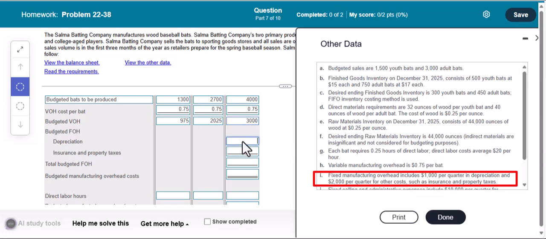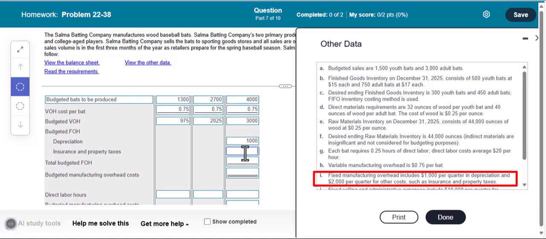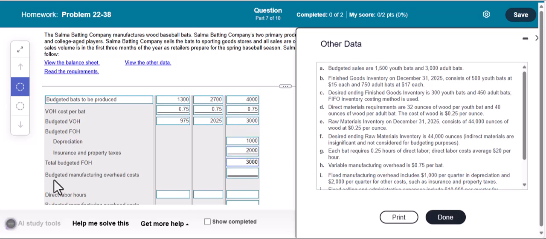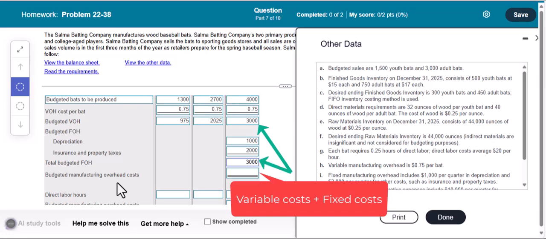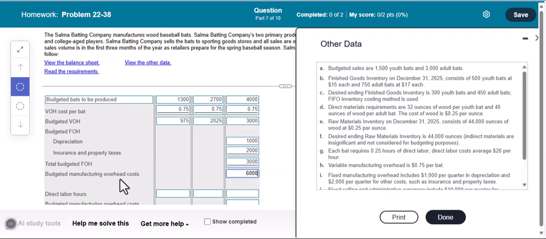So let's put in our depreciation. That was given to us for $1,000 per quarter. And those insurance and property taxes are $2,000 per quarter. And then that's going to give us total budgeted fixed overhead of $3,000. So next we have our budgeted manufacturing overhead costs. So this is our variable overhead costs plus the fixed overhead. So that's going to be this total VOH of $3,000 plus this total budgeted FOH. So fixed overhead, variable overhead added together. So that's $3,000 here, $3,000 here, or a total of $6,000. So that's budgeted manufacturing overhead costs right there.